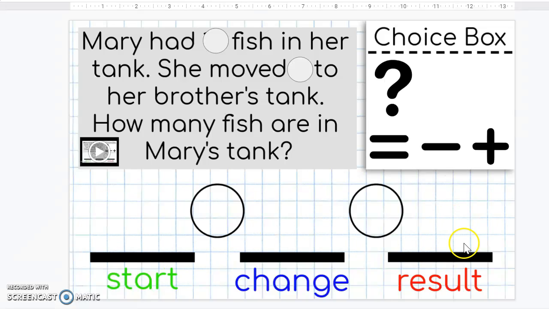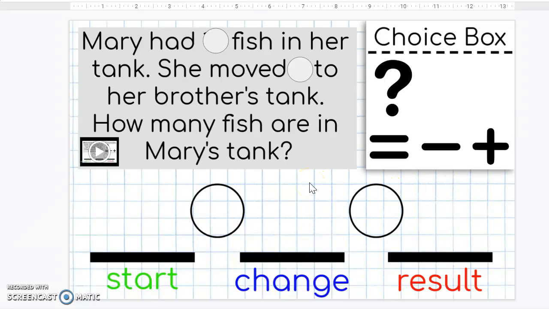So down here I have 3 spots for my 3 numbers that I'm going to be using. My first line is the start line, whatever number you're starting with in your story. My middle one is the change number, so however many your start number is changing. And my last line is the result, and we've already talked about this. Result is a vocabulary word. Result is how many is left or how many altogether. So your ending number.